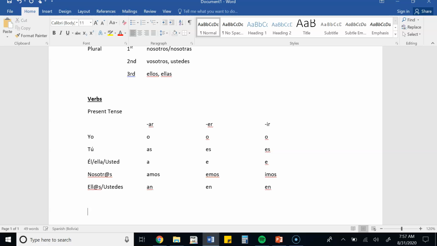So when we conjugate verbs, let's say I want to say yo and hablar. Remember, I drop the ending, take off my AR, my ER, my IR, and then add what I need to.